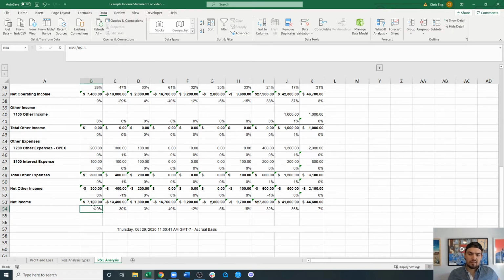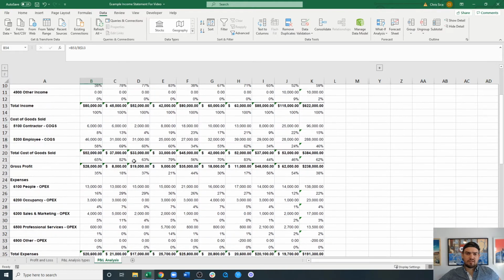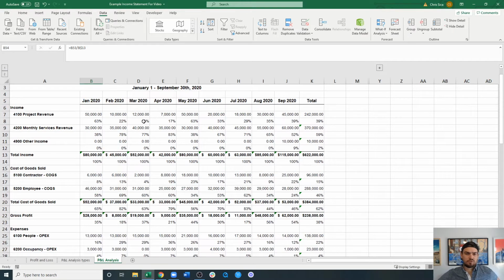So the way I translate that again is that of every dollar of revenue that came into the business in January, 9 cents ended up in our bottom line, in our net income, again, before tax. That's how you do a vertical analysis. But the power of these two different analyses is by combining them. So before we jump into combining them, let's talk about horizontal analysis.